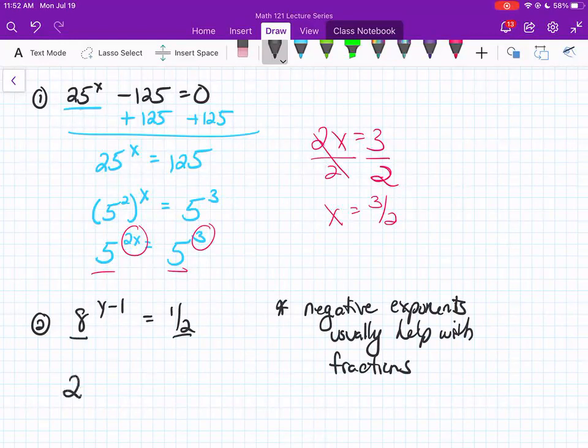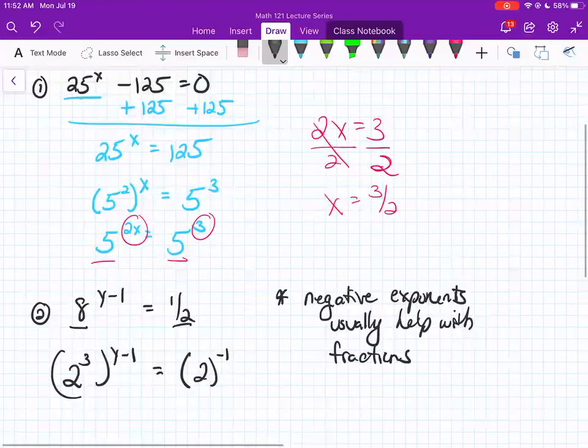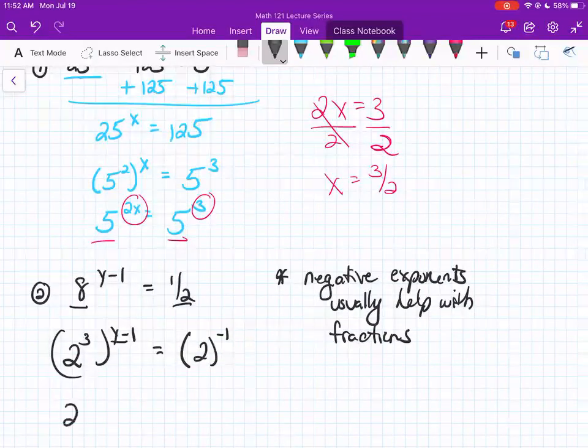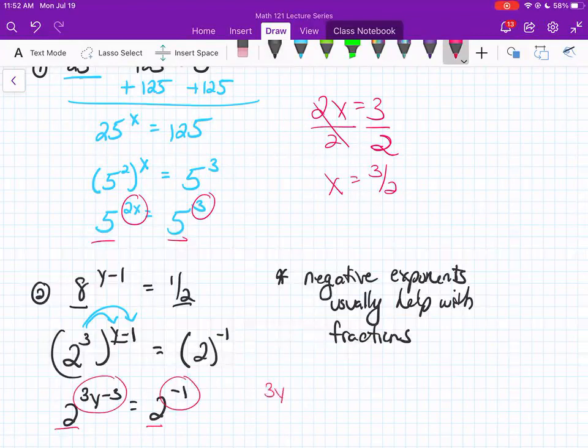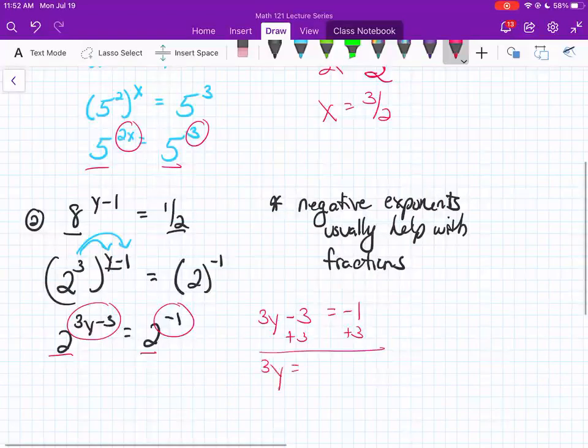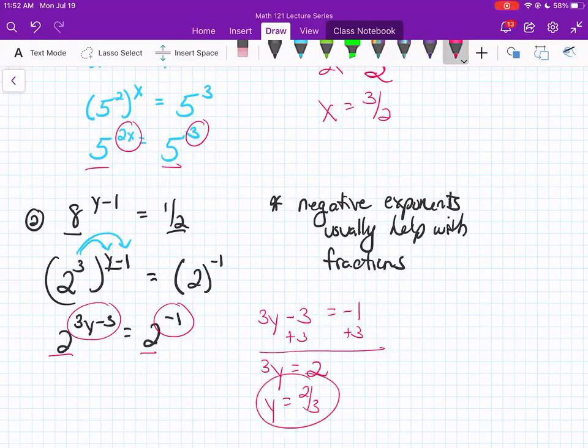I can rewrite 8 as 2 to the 3rd power, and I can rewrite 1/2 as 2 to the negative 1st power. Using my rules of exponents here, I get 2 to the 3y minus 3 by distributing is equal to 2 to the negative 1. If my bases are equal, my exponents must also be equal, leaving me with 3y minus 3 equals negative 1. Adding 3 to both sides, I get 3y equals 2, or y equals 2/3.